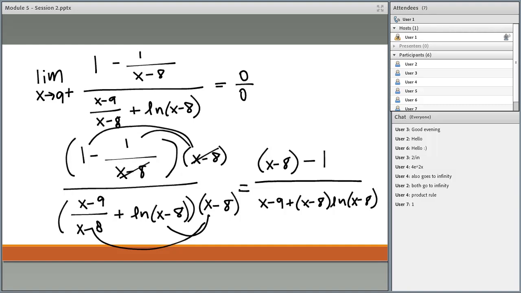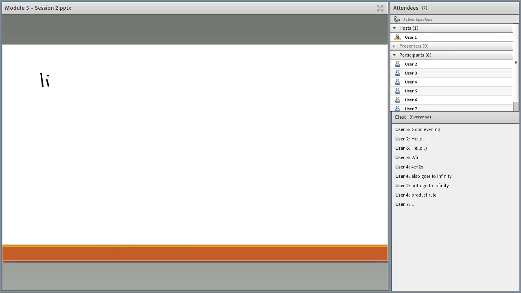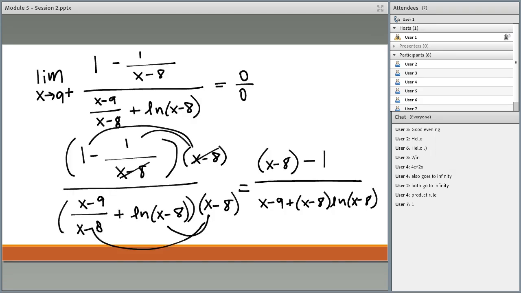Just all I can really simplify at this point is the x minus 8 minus 1 in the numerator, and I'll put the limit back. So I have the limit as x approaches 9 from the right. In the numerator, I now have x minus 9, the x minus 8 minus 1. In the denominator, I have x minus 8 plus x minus 8 times natural log x minus 8.